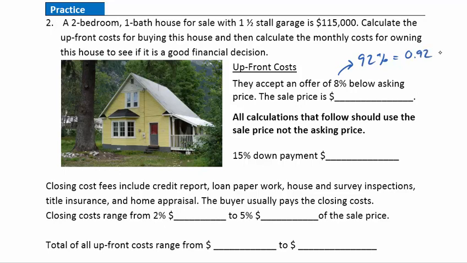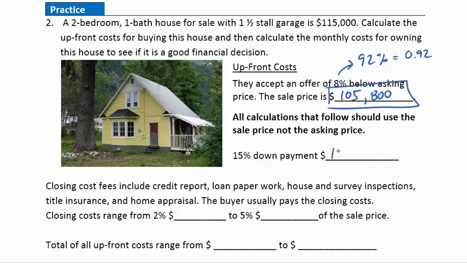So I'm going to take 0.92 times 115,000. And so they are going to take $105,800. Now that is our sale price. So this is what we want to use in all of our calculations that follow. So now we want to take a 15% down payment. So I'm going to take that number times 0.15.